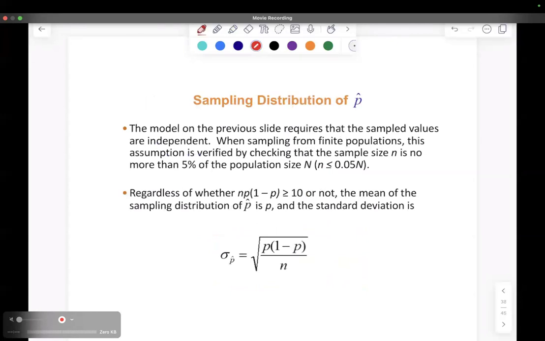Okay, this is the other thing right here. In order to use the other model that we have, the sample size has to be no more than 5% of the population. This assures that our samples are independent. I'm going to write that down: shows independence.